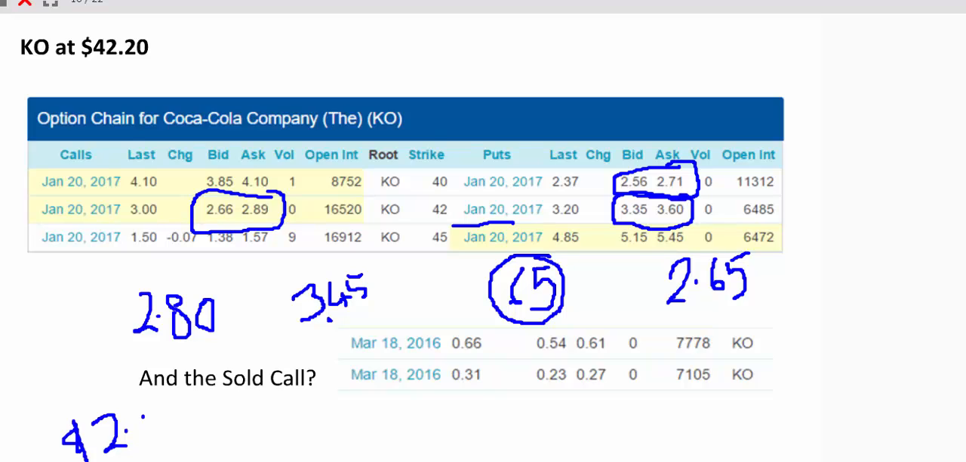Now, if we went out to a March... Oh, apologies, I've snipped off the strike prices. This is a 43 and a 44 from memory. So if we even did a 44 for March, we'd still be bringing in excess of 10%. If we wanted to be a little more aggressive, we'd bring in 56 cents on a March sold call, which is still out of the money by 80 cents.